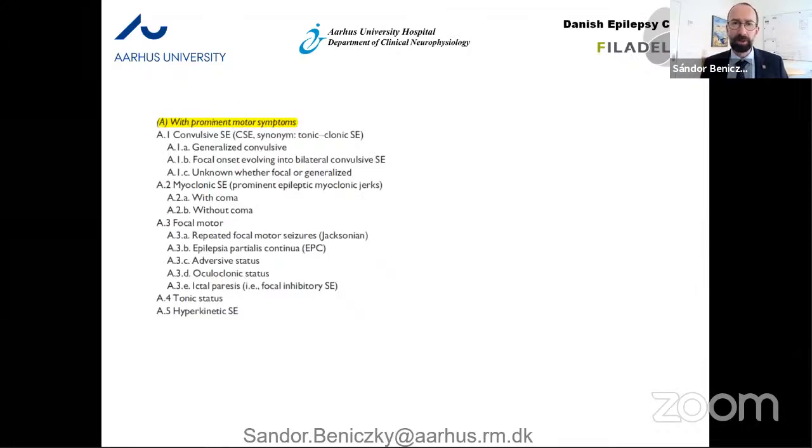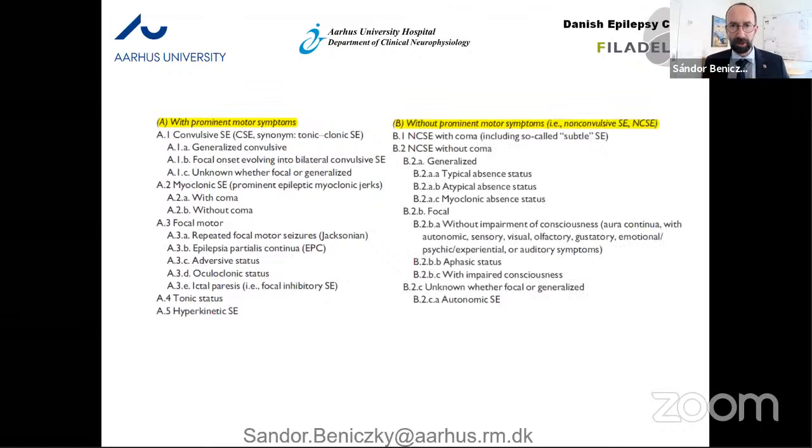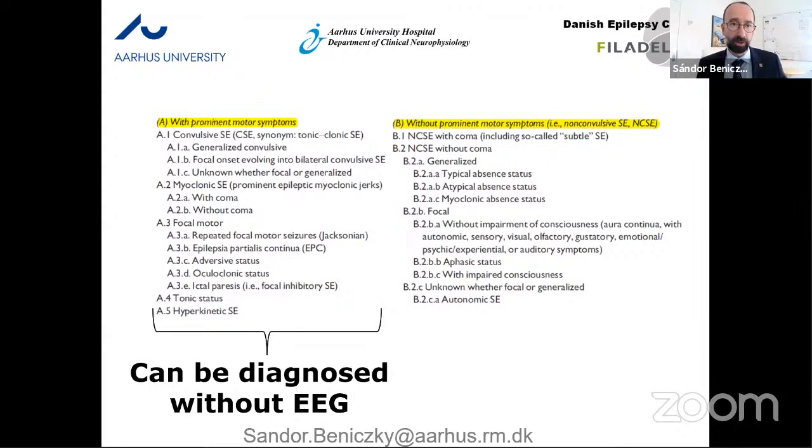So Eugen has already talked about this main dichotomy when we classify status epilepticus. So we have those patients in status epilepticus who have prominent motor symptoms, and then the other category is without prominent motor symptoms, or non-convulsive status epilepticus. Well, where do you need the EEG, the third axis, according to the new ILAE classification? Well, you can diagnose this without EEG, although I will argue that EEG is a useful tool to monitor the therapeutic effect.